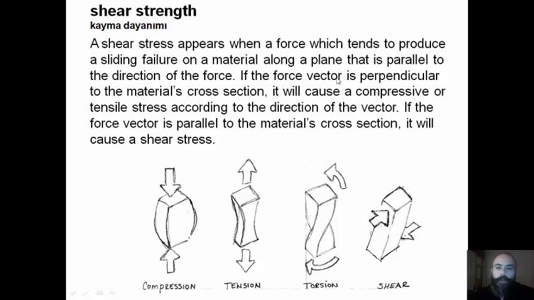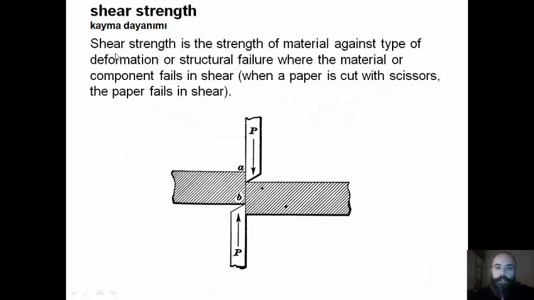If the force vector is perpendicular to the material's cross-section, it will cause a compressive or tensile stress according to the direction of the vector. If the force vector is parallel to the material's cross-section, it will cause a shear stress. Shear strength is the strength of a material against this type of deformation or structural failure, when the material or component fails in shear. When paper is cut with scissors, the paper fails in shear.